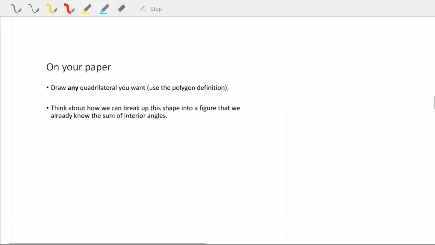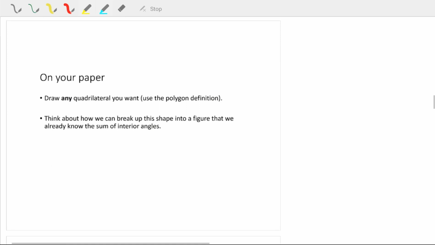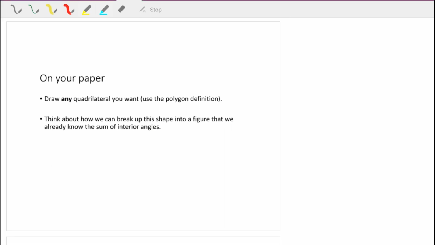So here is where the activity starts. On your paper, I'll give you the option: draw any quadrilateral you want. Just remember it has to follow the polygon definition where it's a closed shape. One side will only touch 2 other sides at its endpoint. It can't be on the same line. Think of it like it needs to change direction, okay?